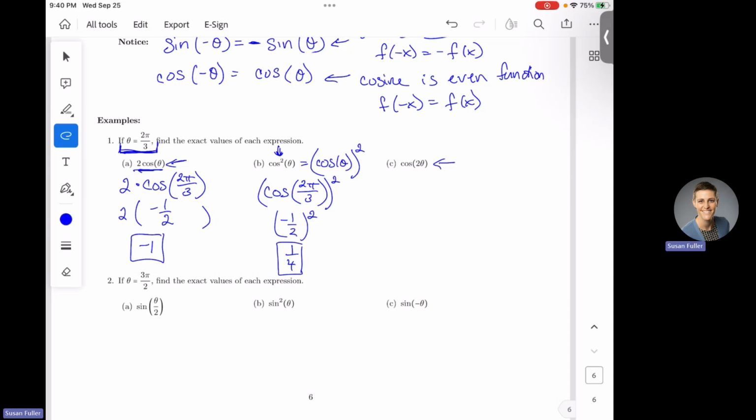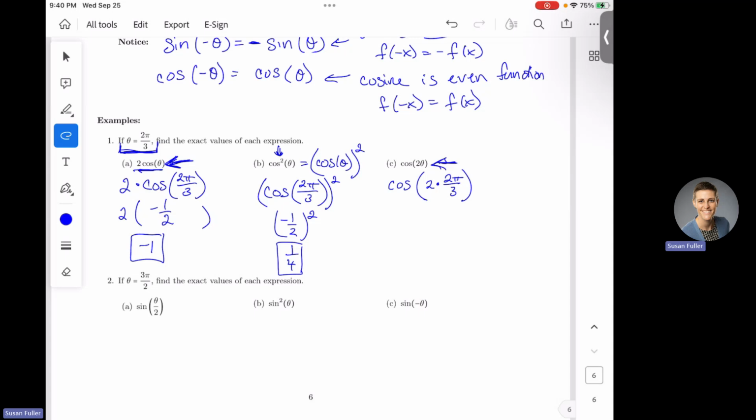No, they're not quite the same, right? The 2's in a different spot. The one in A said take 2 and multiply it by the cosine of your angle. But this one is actually saying take your angle and multiply it by 2 and then find the cosine of that. So I'm going to take 2 and multiply it by my 2 pi over 3, right? This says multiply the angle by 2 and then take the cosine.